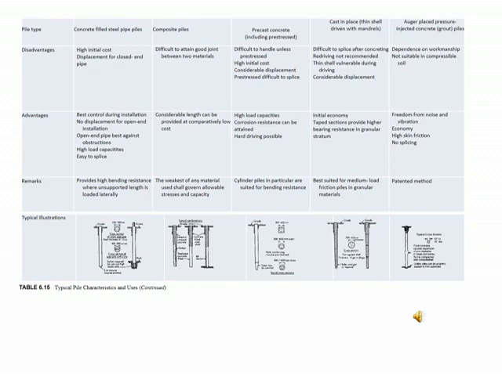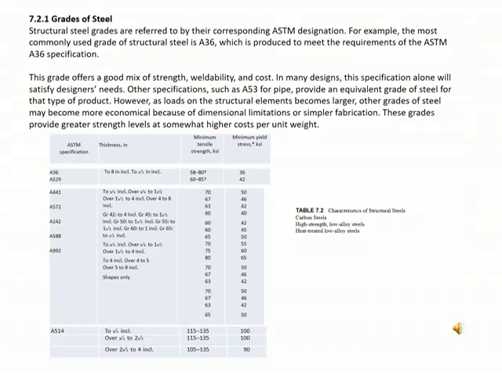The grade of the steel. When we construct this building, we also have to utilize steel. So there are structural grades of steel. Structural grades of steel are specified by the corresponding ASTM designation. The most commonly used grade of structural steel is A36, which is produced to meet the requirements of the ASTM A36 specification. So this is for the structural steel.